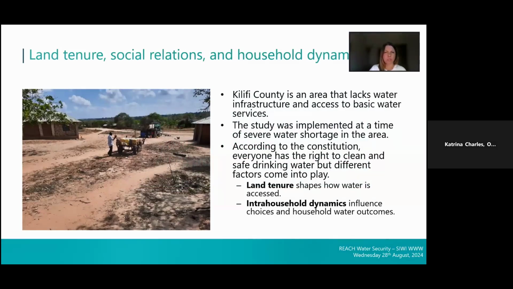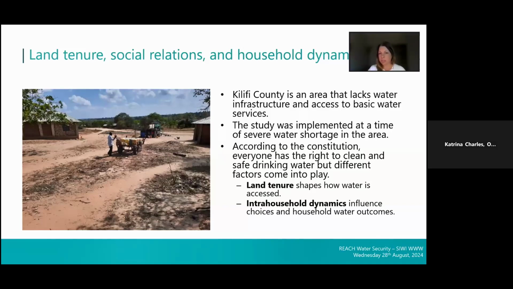Households made approximately 42 trips a week on average. These trips are typically made by women, sometimes with children, on foot. The qualitative data, although, suggests that men are also becoming more engaged as water becomes scarcer.